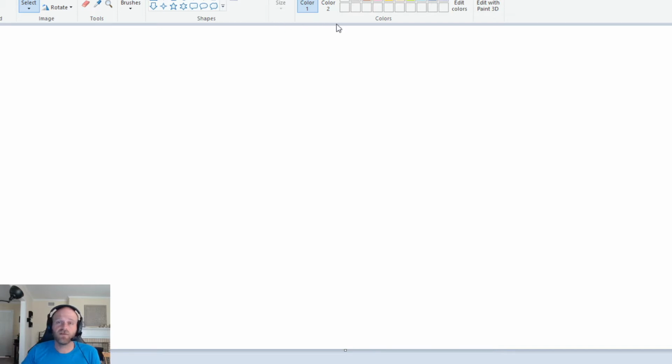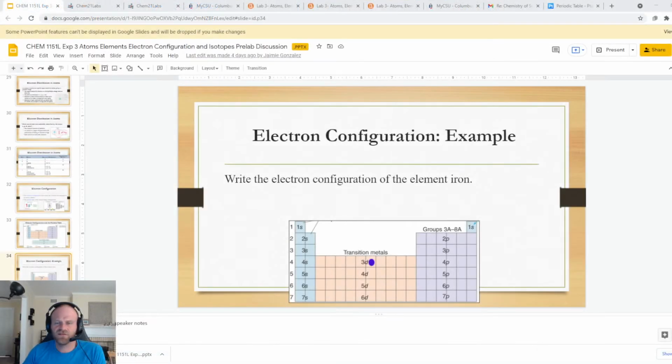First thing I want to do is figure out how many electrons I'm going to have. So let me look back at this and just make sure it doesn't say iron 2 plus or anything. Okay, write the electron configuration of the element iron. Doesn't say anything about charge, so it's a neutral iron. The neutral is important because remember, if it's positive or negative, it has a different number of electrons than protons.